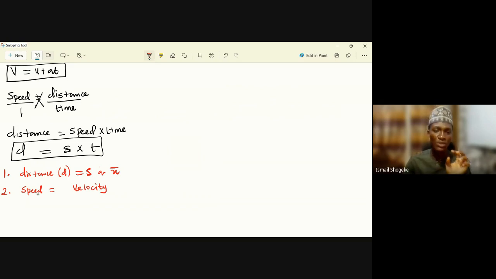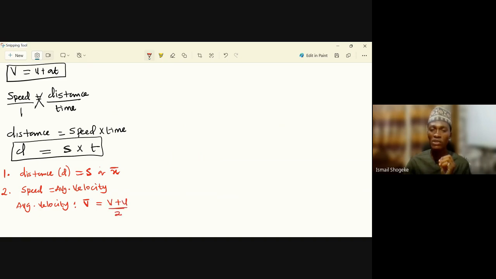Now we're going to change speed to velocity, but not just any velocity, because we want a velocity that can account for both our final and our initial. So we're going to make use of the average velocity. Average velocity can be represented as V with a bar on it. It means average. So it means (V plus U) over 2.